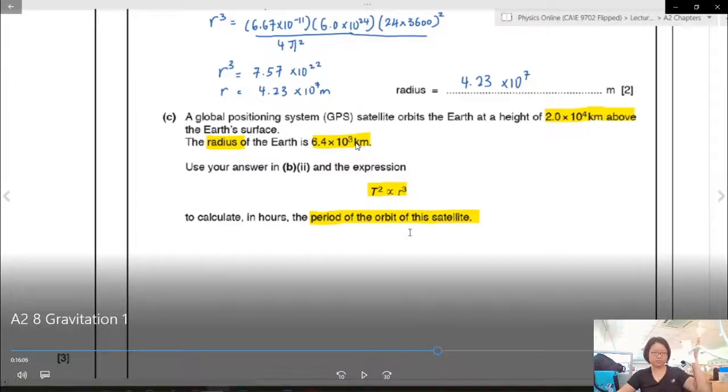It has to be above the radius of the Earth. So this is how you can always check your answers. Okay. So here, you can see that now we give you the radius of this other satellite.